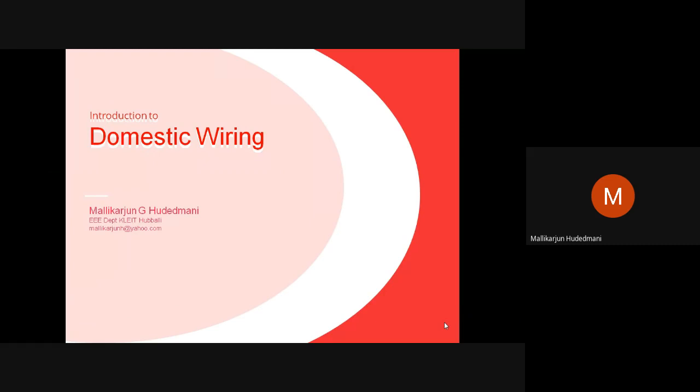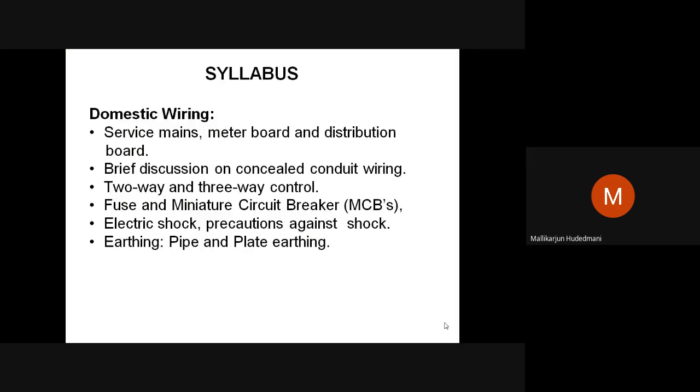Today we are starting a new chapter in the basic electrical engineering subject titled domestic wiring. Under this chapter we are supposed to understand the meaning of service mains wiring, meter board wiring, distribution board wiring. Then a brief discussion on concealed conduit wiring inside a house, two-way and three-way control of a lamp, fuse and miniature circuit breaker concepts, and the advantages and comparison between them.